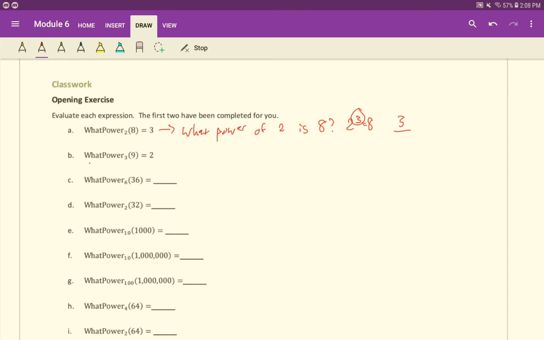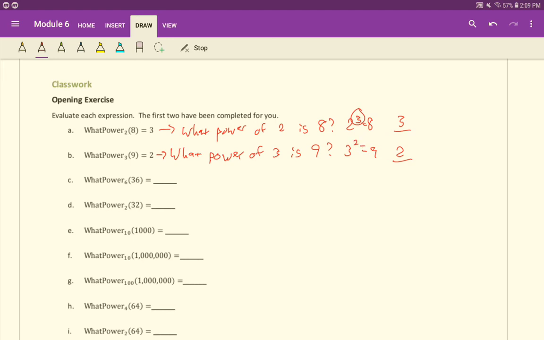Similar situation here, again the "what power" function. We have a 3 and a 9. So again, this is like asking what power of 3 is 9. In other words, 3 to the what power equals 9. And in this case the answer is 2, because 3 squared gives you 9.